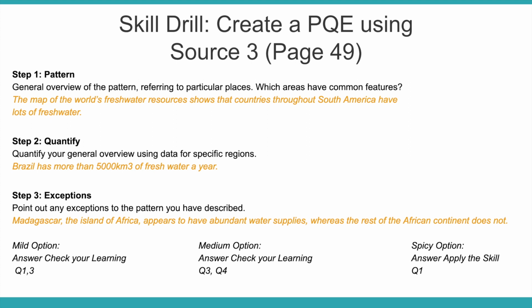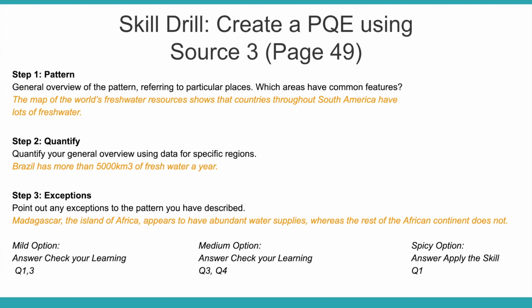But you've got to also show where this might not be the case. So what's the exception to this pattern? You're saying that this person is saying that a continent, South America, has quite a lot of water based on the data that Brazil has 5,000 cubic kilometers of fresh water. But they've pointed out an exception.